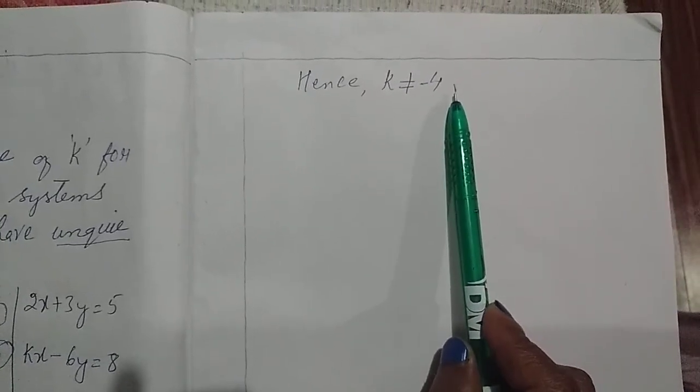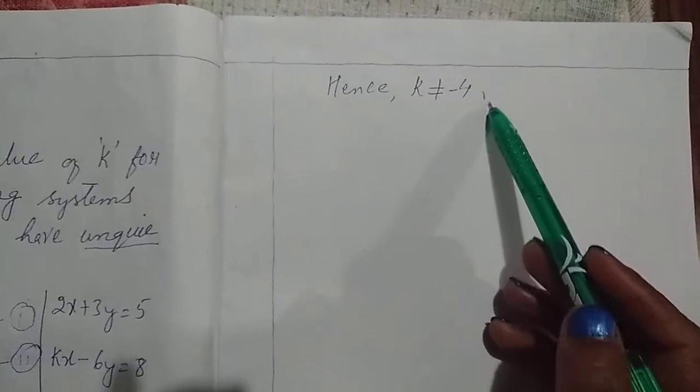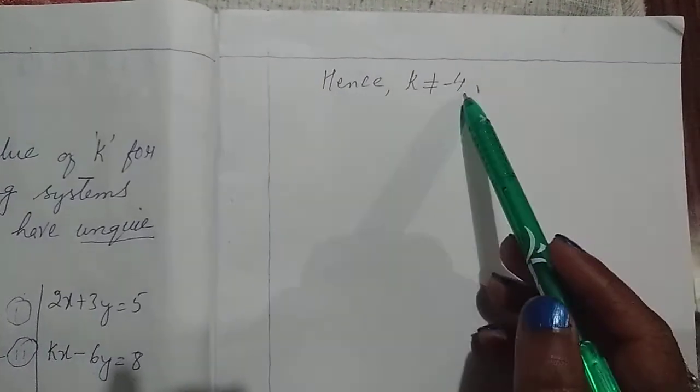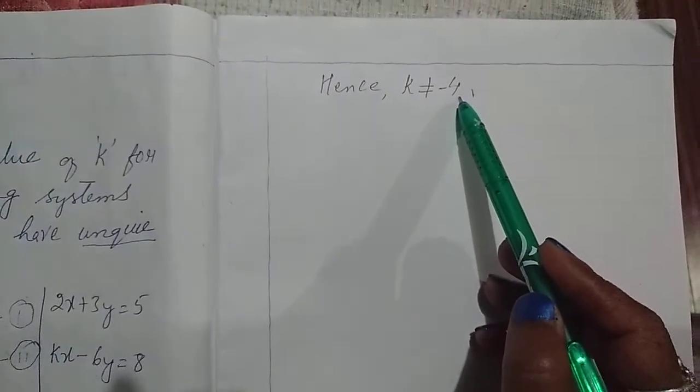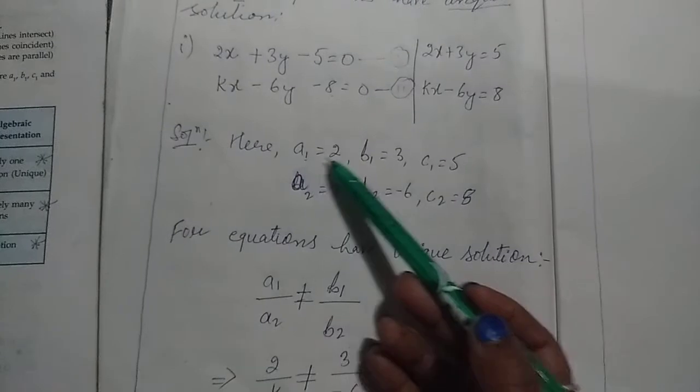So here we will stop the answer. Here this is the point where we will stop. So finally you understand what value of k we got. We got the value of k is not equal to minus 4. So for all the questions you have to write in this way.